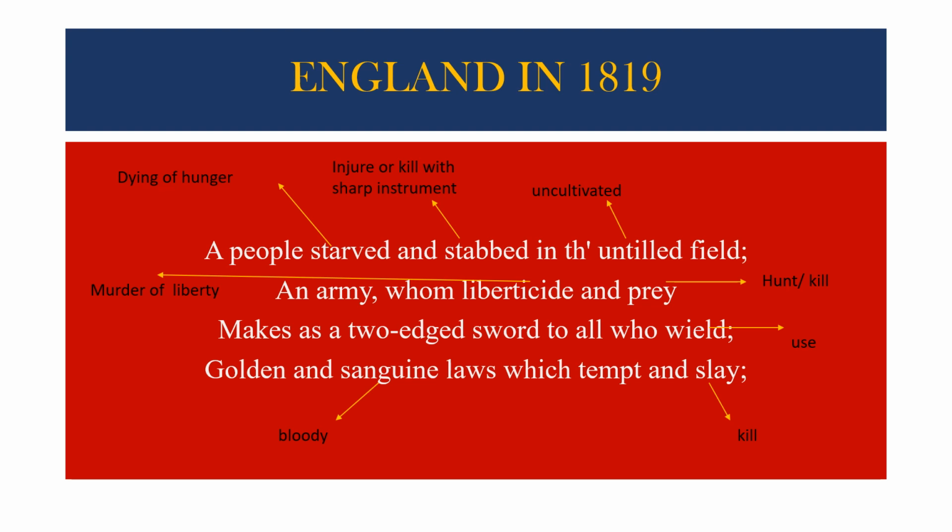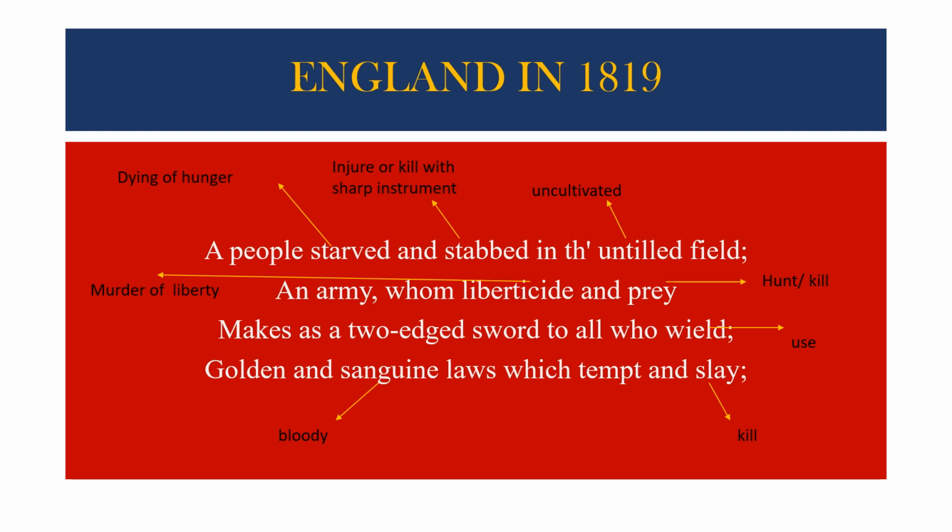So the people are dying of hunger on the one hand, but on the other hand, they are being killed. Stab means to injure or kill somebody with a sharp instrument, and the people are being killed. They are being attacked, and the reference, of course, here is to the Peterloo massacre, where the common people were attacked and killed by the army. And he refers to the army in the next lines. An army whom liberty's side and prey makes a two-edged sword to all who wield.